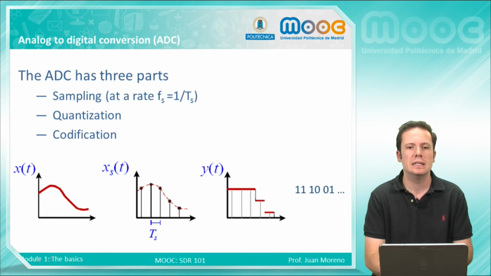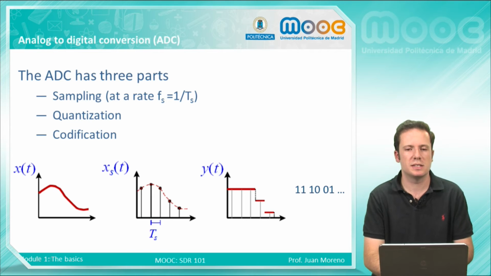So this process is done in 3 steps. The first one is the sampling. You take samples of this analog signal at a certain pace, at a certain rate. In this case, we will call this rate Fs, which is also the inverse of the sampling period, Ts.